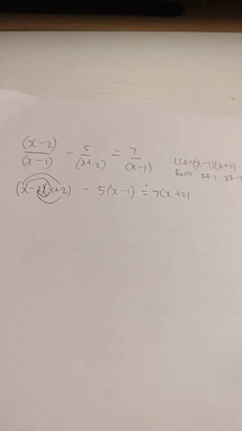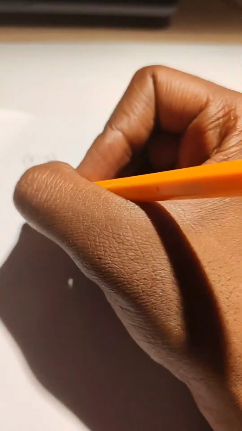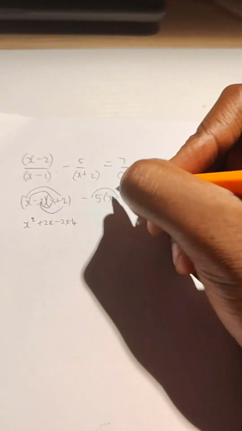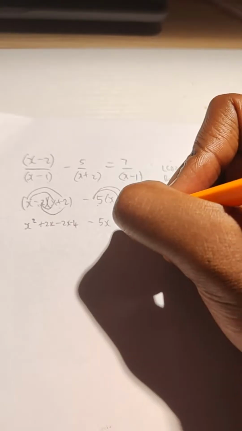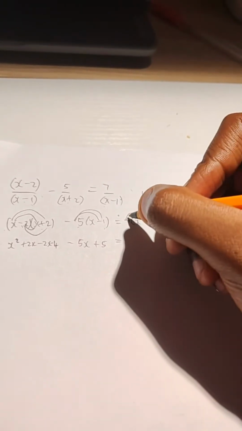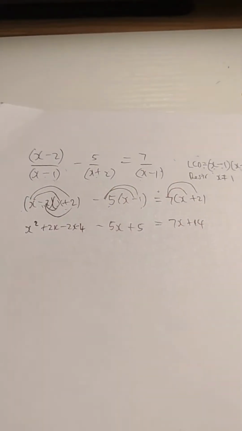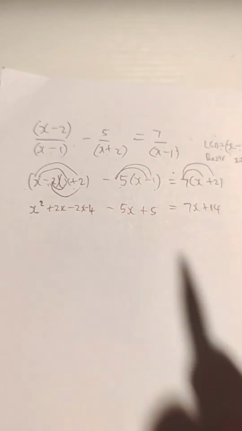I am going to multiply out. What's x times x? It's x squared. What's x times 2? Plus 2x. Negative 2 times x, negative 2x, and then minus 2 times positive 2 is going to give me a negative 4. Minus 5 times x, minus 5 times negative 1, negative 5x plus 5. 7 into x, 7 into plus 2, that's 7x plus 14. Okay, then this one I can see is not a linear equation, it's a quadratic, because I have a variable with the highest exponent, which is 2.